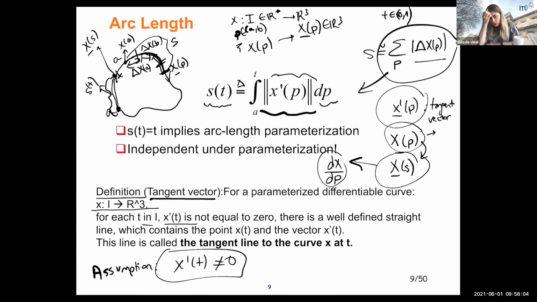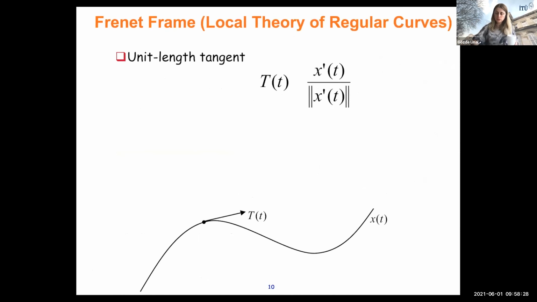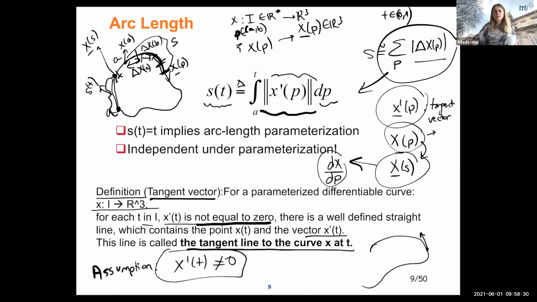Okay? So if this assumption is satisfied, there is a well-defined straight line which contains the point x of t and the vector x prime t, and that line is the tangent line to the curve at x of t. I think we all can intuitively imagine this tangent vector, right, on a curve. Okay. Is this somewhat clear?